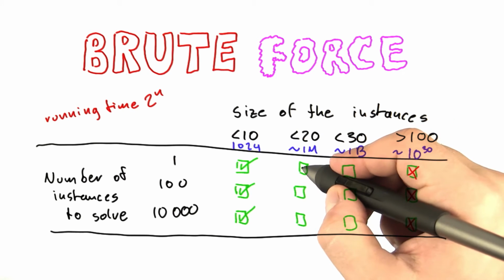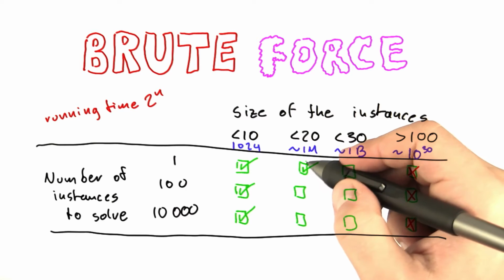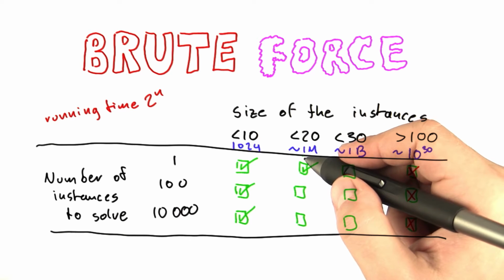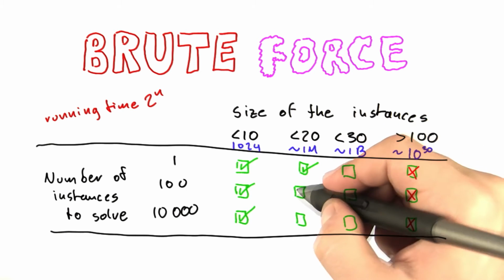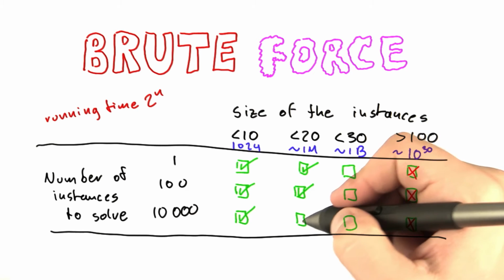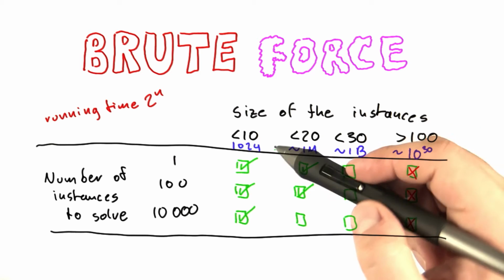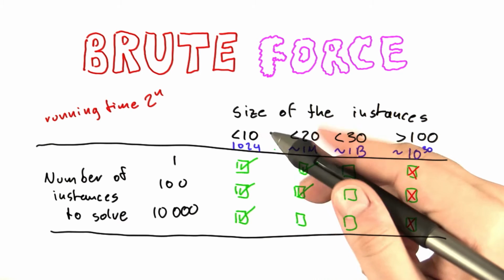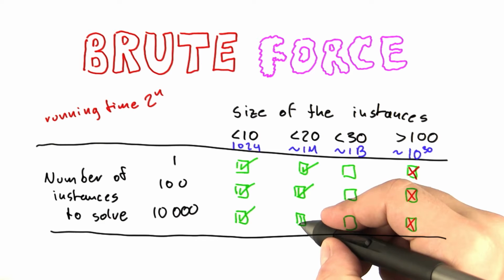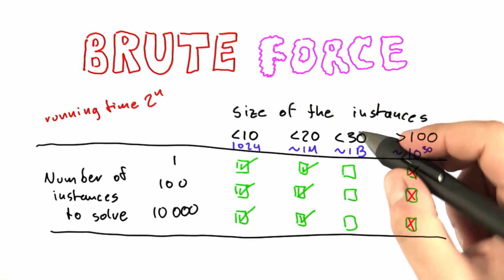I would clearly say, well, solving that once is okay. Again, your computer can perform several billion operations per second. Solving 100 instances is usually okay. And even solving 10,000 instances. So 10,000 times 1,000,000, that's 10 billion, which sounds like a lot, but actually, again, desktop computers can handle this in most cases. Now, what about this case here?